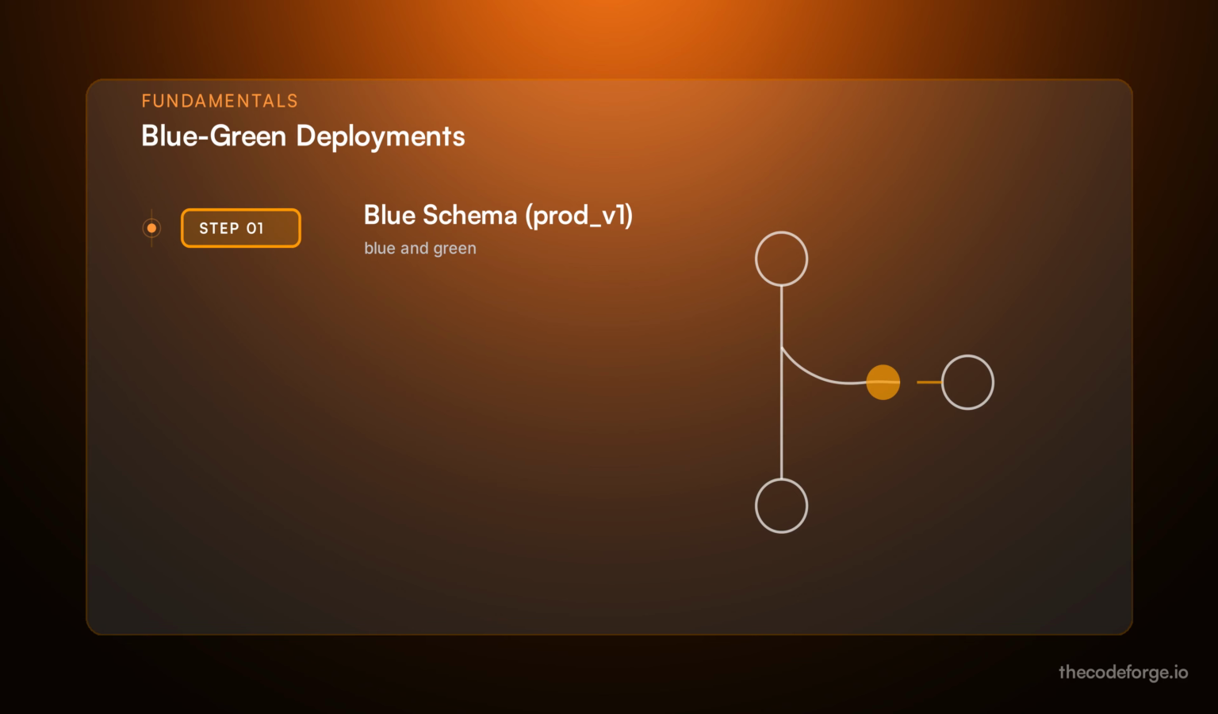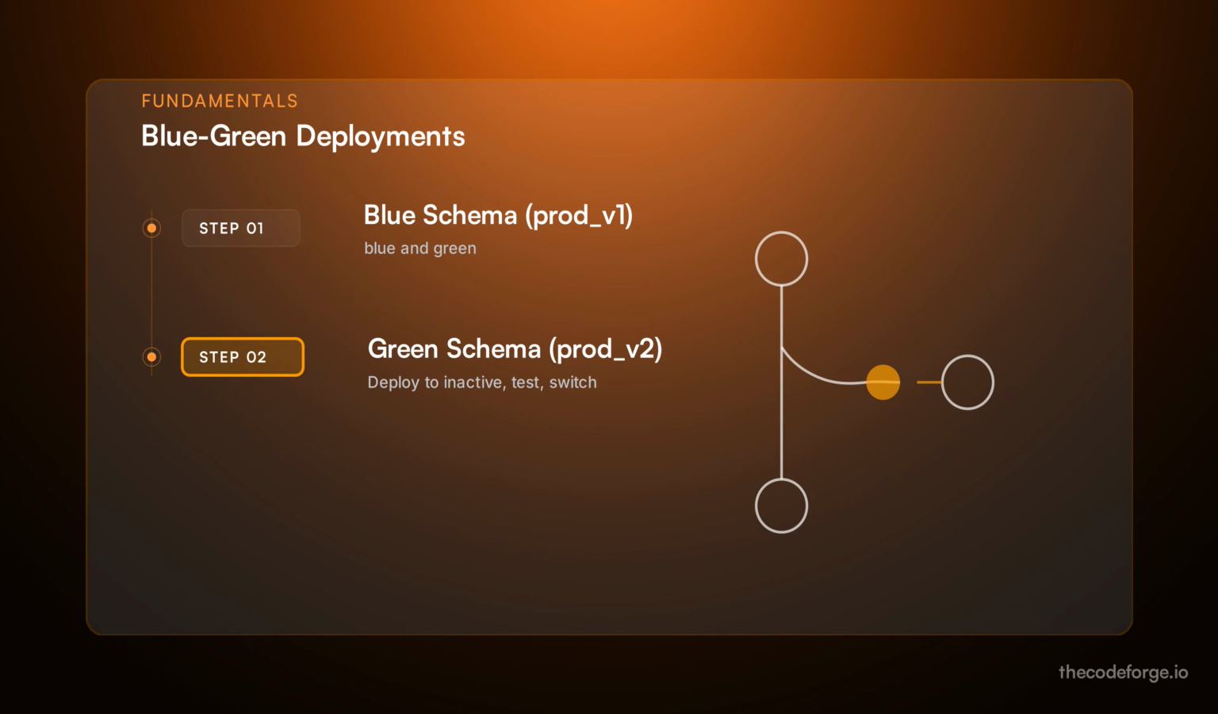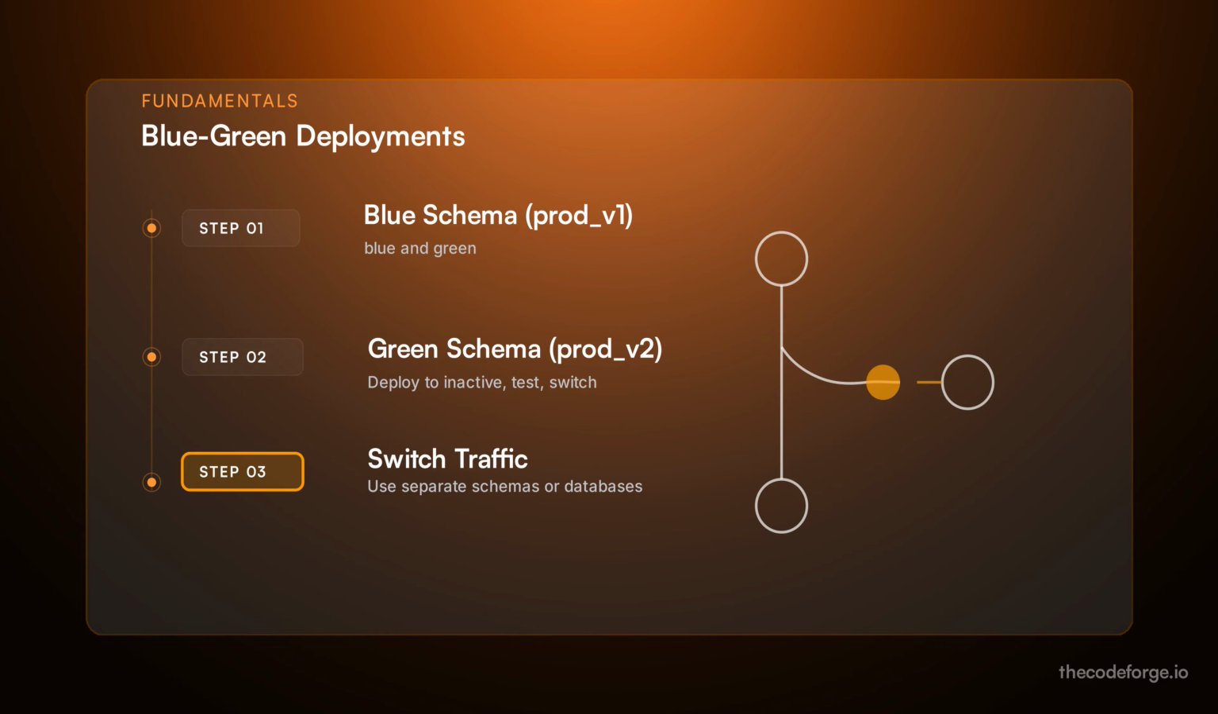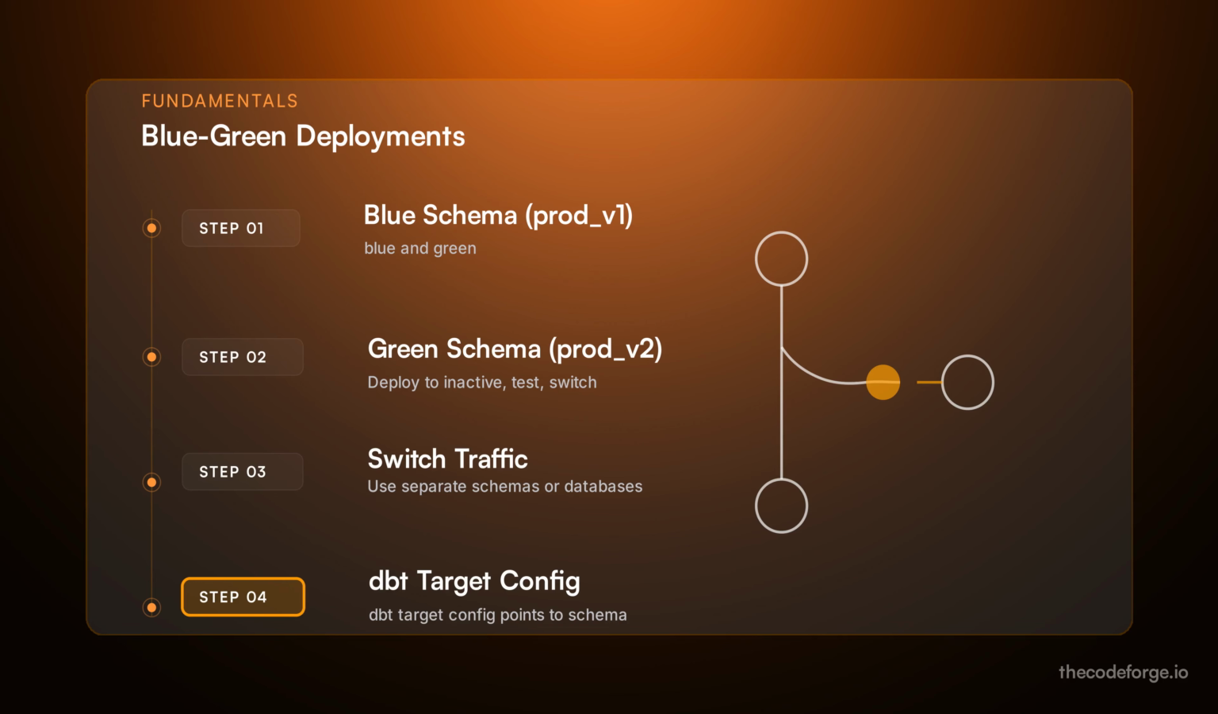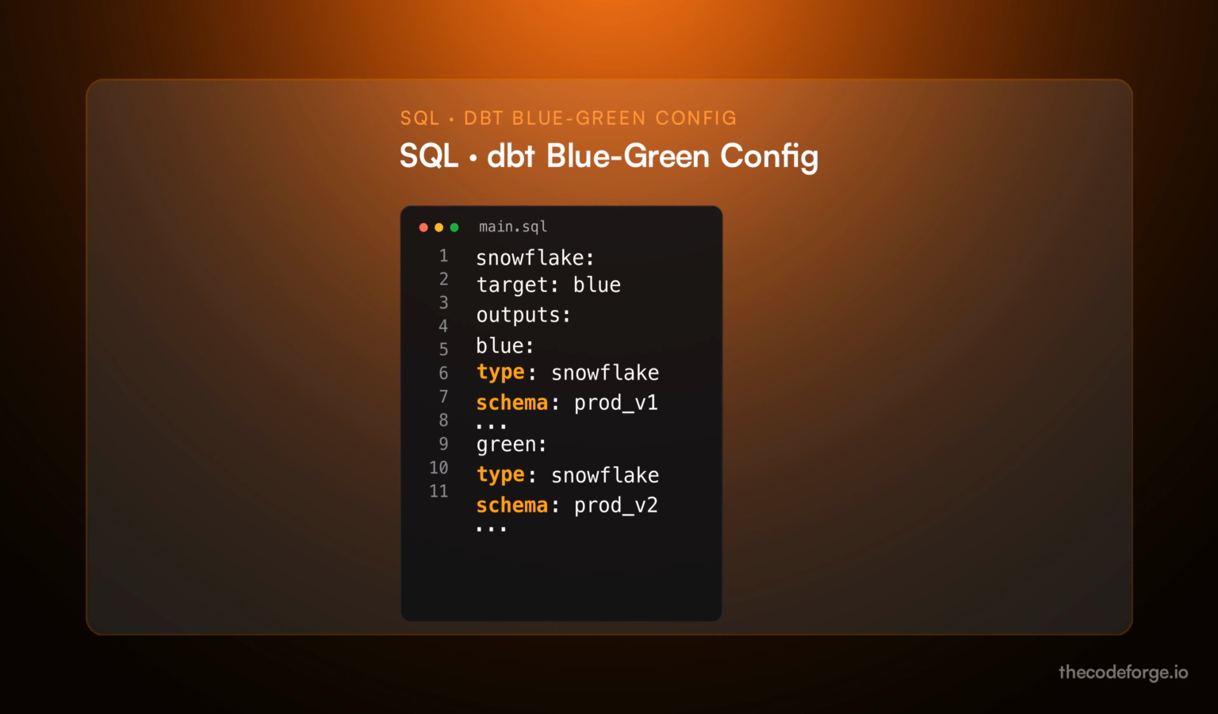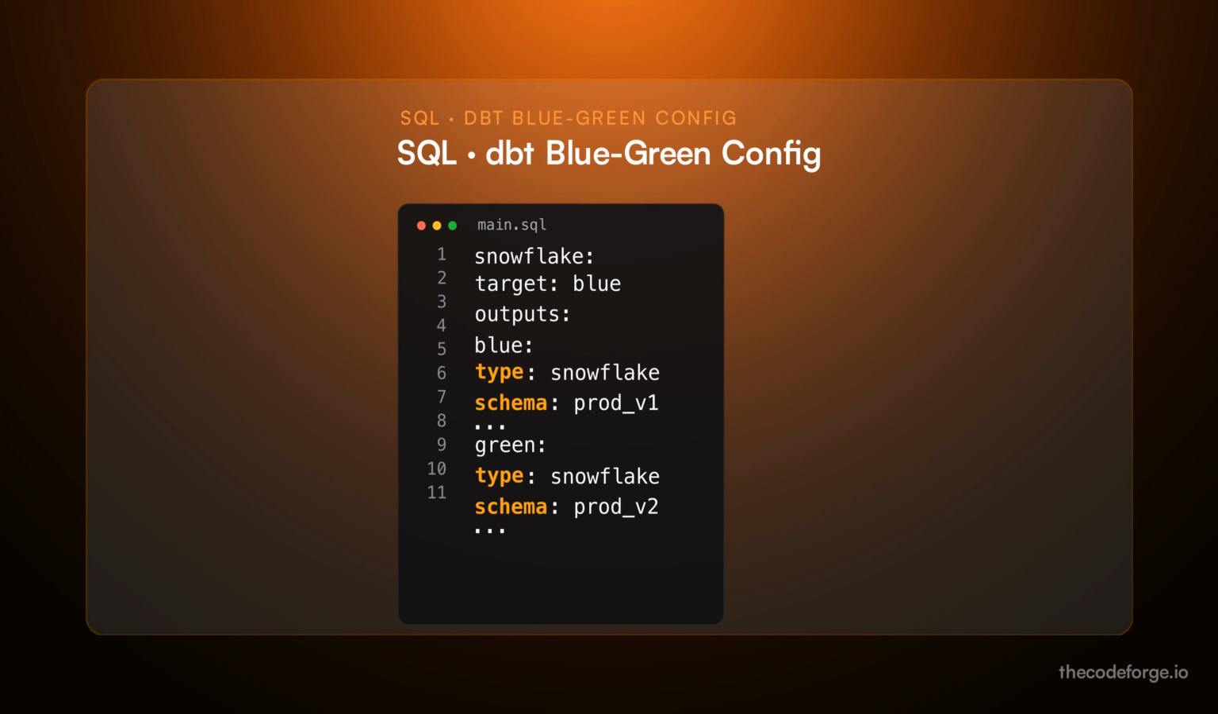Blue-green deployments eliminate risk. Build two identical schemas. Deploy changes to the inactive one, validate the data thoroughly, then route traffic over by pointing your dbt target config at the new schema. Zero downtime. Configure dbt with two targets pointing to different schemas. Switch the target to green after validation.